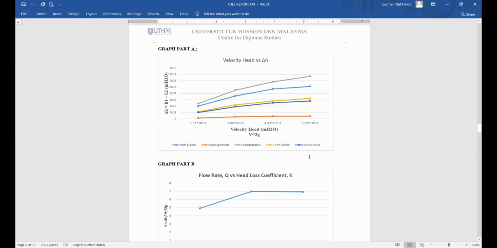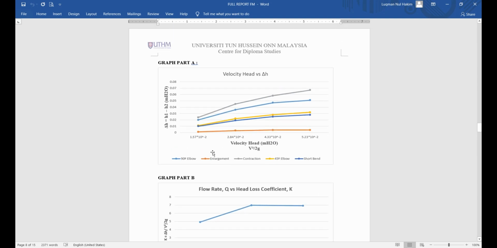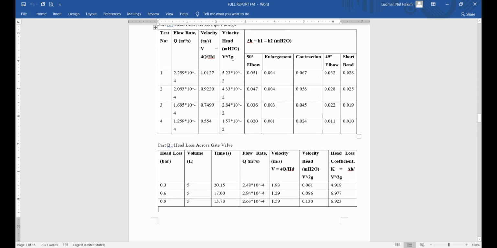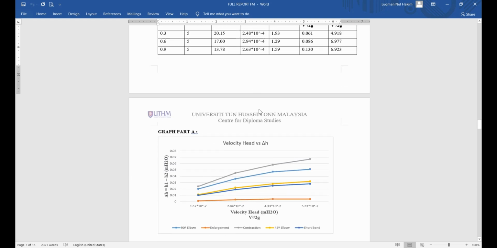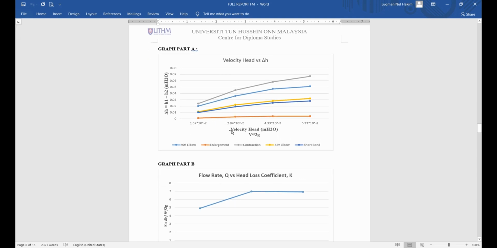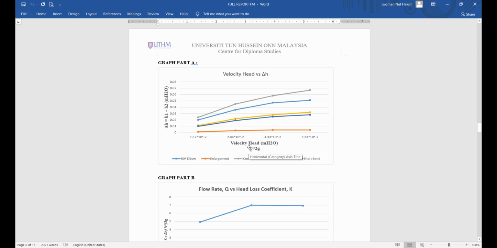Okay, let's move to the graph. There's a graph part A and part B. Part A is this table graph, where we do the velocity head versus delta H. As we can see, the blue is the 90-degree elbow, enlargement is orange, contraction is the gray one, and so on. As we can see, the pattern of the graph is directly proportional. This means that velocity head is directly proportional to the delta H.